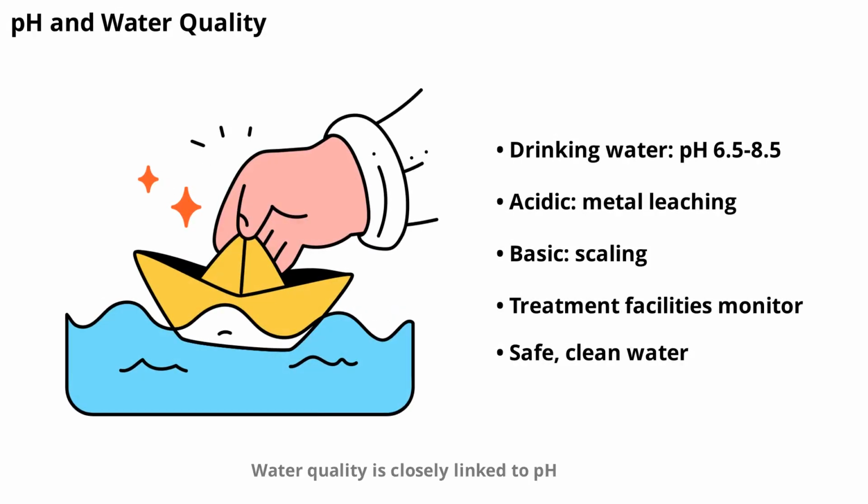Water quality is closely linked to pH. Drinking water should have a pH between 6.5 and 8.5 for safety and taste. Water that's too acidic can leach metals from pipes, while basic water can cause scaling. Water treatment facilities constantly monitor and adjust pH to provide safe, clean water.